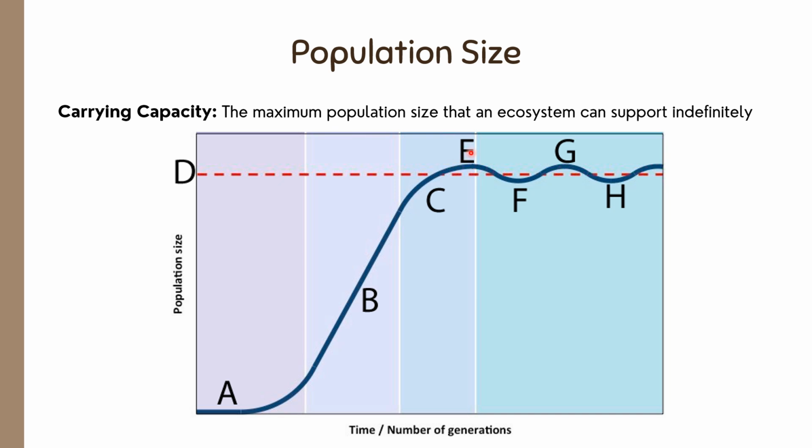And so there's not enough food, for example, so some of the population dies and the population goes down. And now we have less individuals and we have more food available. So reproduction increases again, more individuals are able to survive, and we have this wavering around this carrying capacity. So it can go up and down, but it stays pretty stable around this carrying capacity.